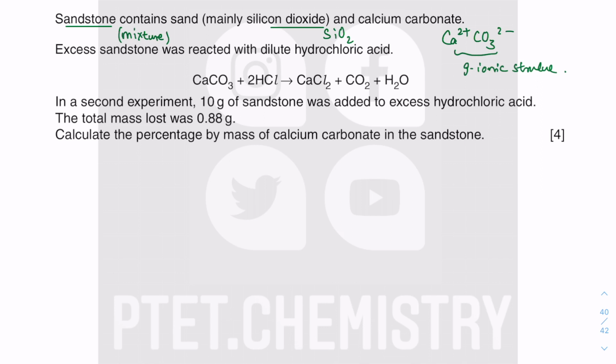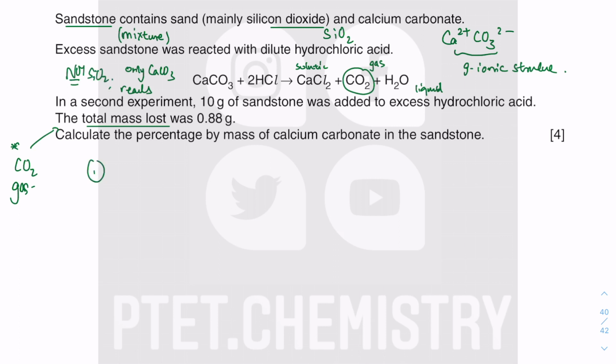Hope you remember what is ionic and what is covalent. So what happened is you have excess sandstone reacted with dilute hydrochloric acid. Now the total mass loss will be from the CO2, because this is a gas, this is liquid, and this will be in the solution. So the mass loss will be CO2. That's the number one thing that you should be worried about. And out of the sandstone, which has silicon dioxide and calcium carbonate, only the calcium carbonate reacts with the HCl. So only CaCO3 reacts, not the SiO2.